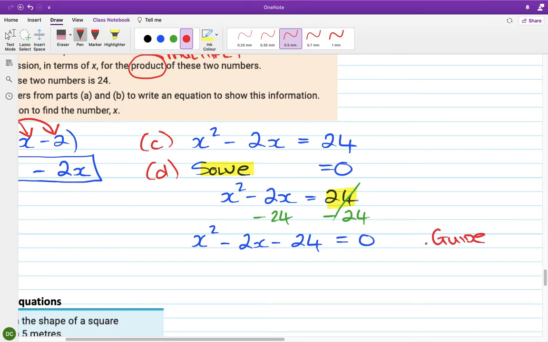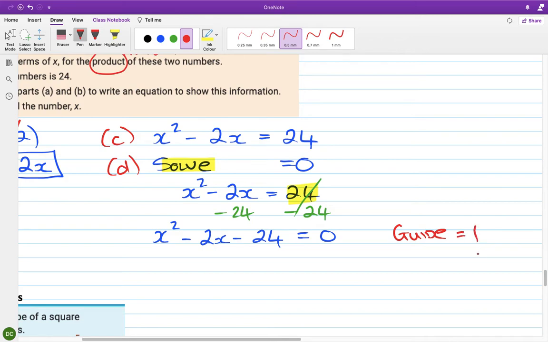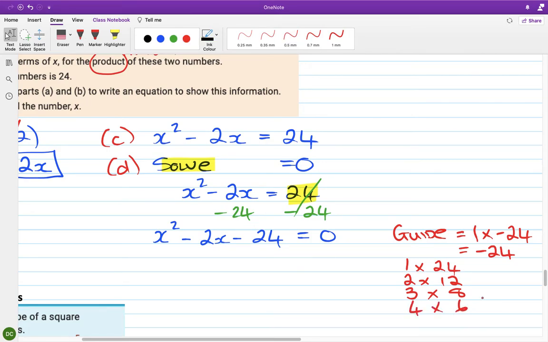Okay, same thing as we've done before, the number in front of x squared, which is missing, and it's a 1, and multiply it by the last number, which is a minus 24. So that gives you minus 24. Ignore the minus and do your factors. 1 by 24, 2 by 12, 3 eights are 24. 4 doesn't go in. Oh yes, it does. So 24 divided by 4 is 6, so 4 sixes are 24. 5 doesn't go in, and we're done.